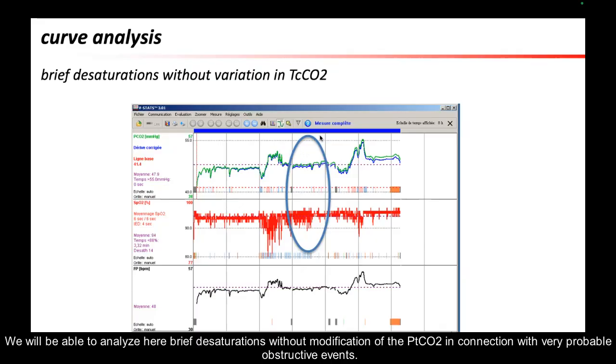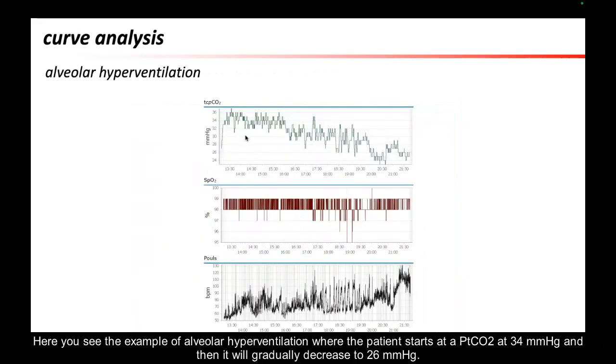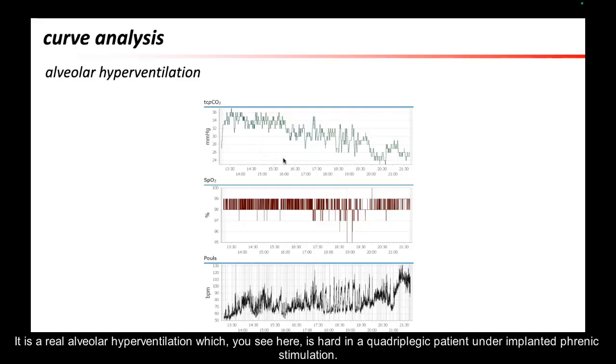We will be able to analyze here brief desaturations without modification of the PtCO2 in connection with very probable obstructive events. Here you see the example of alveolar hyperventilation, where the patient starts at a PtCO2 of 34 millimeters of mercury, and then it gradually decreases to 26 millimeters of mercury. It is a real alveolar hyperventilation, which you see here in a quadriplegic patient under implanted phrenic stimulation.